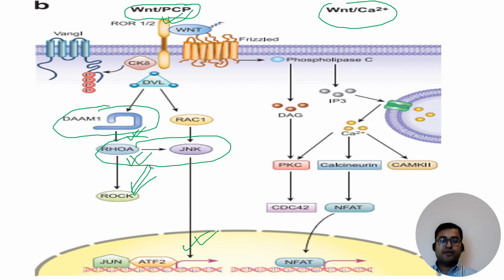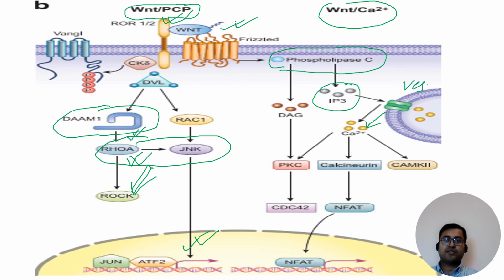In case of Wnt calcium non-canonical pathway, the interaction of Wnt ligand with Frizzled leads to activation of phospholipase C. Phospholipase C activates IP3. IP3 leads to release of calcium from the vesicular structure, because these vesicles are the storehouse of calcium. So this IP3 goes and binds to the IP3 receptor, which are present on the vesicle.